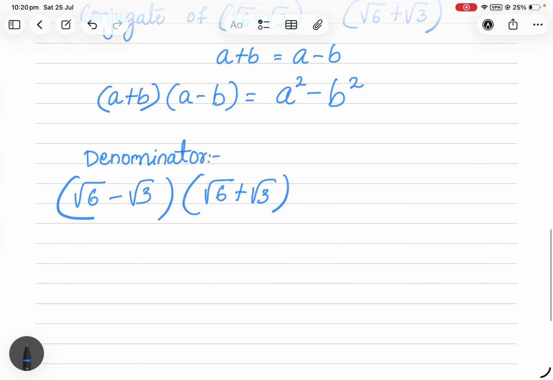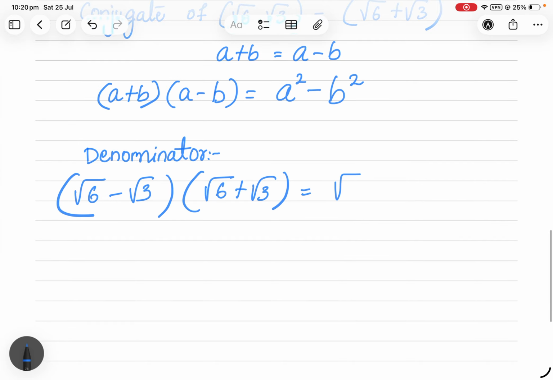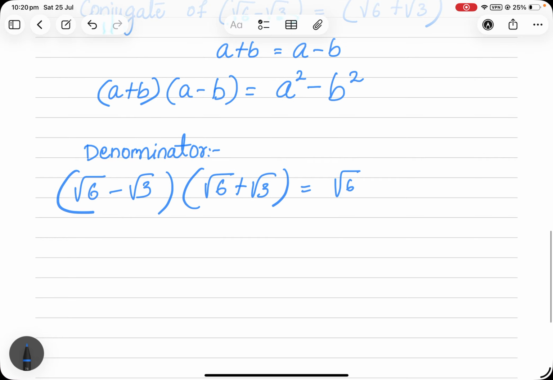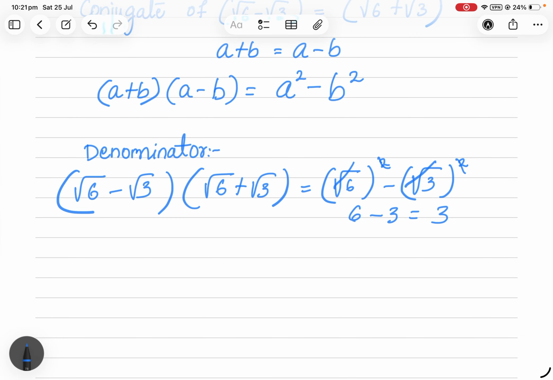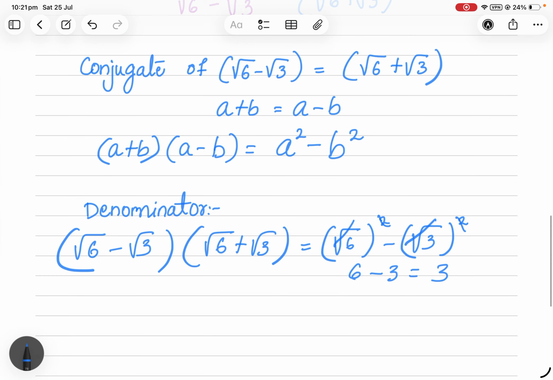Now this would end up as a square. So square root of 6 a square minus square root of 3, which is the b square. And these two would get cancelled, so you have 6 minus 3, which is 3. That's the denominator, rationalized straight away.